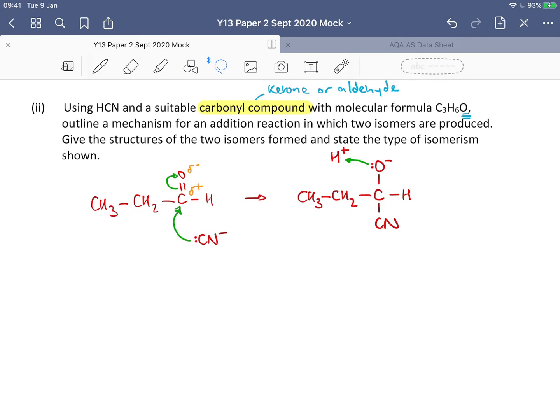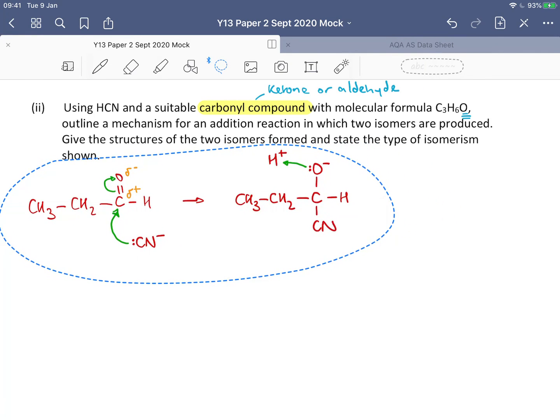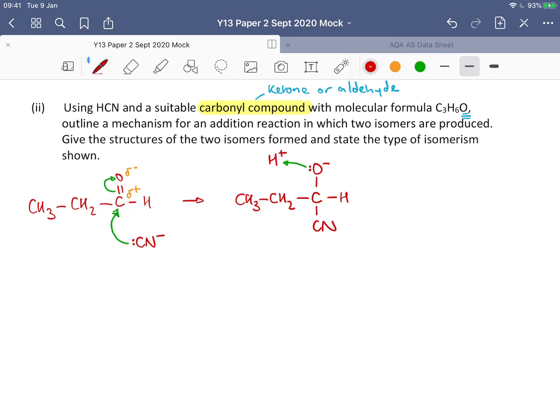And so then what we get as our product, sorry, I'm going to move it along again, is a hydroxynitrile. So when you react cyanide with any of the carbonyl compounds, you get a hydroxynitrile. Okay, so there's our mechanism. Sorry, I didn't do the counting. I'll do that in a second.